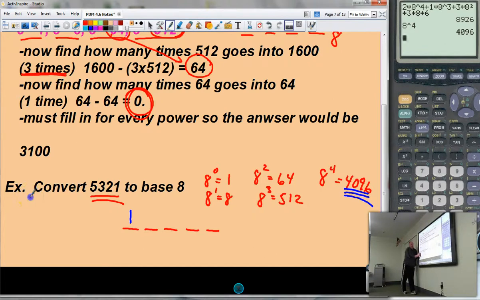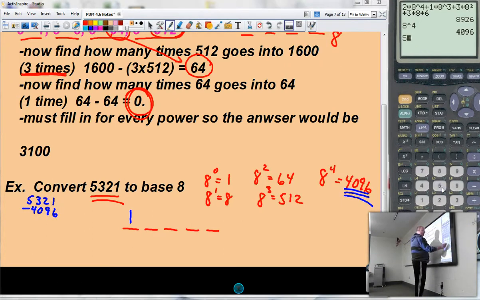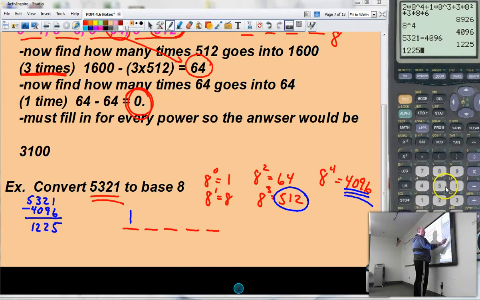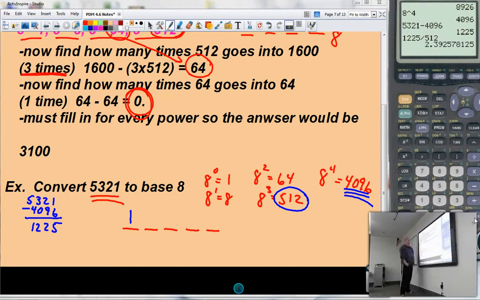So over here, I'm going to put 1. 5321 minus 4096, and I get 1225. So then I go to my next largest number, which is 512. And I need to look at how many times does 512 go into 1225. Now, if I go 1225 divided by 512, I get 2.39 something. So it's going to go in 2 times.